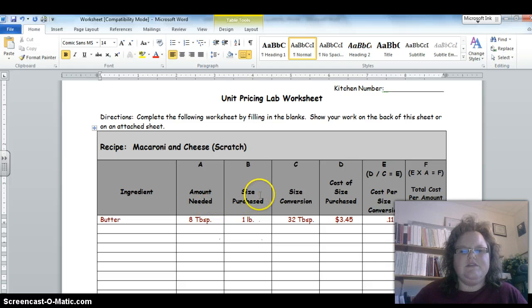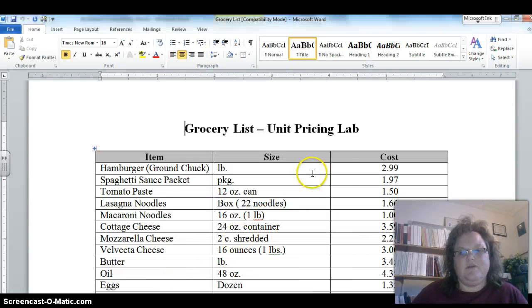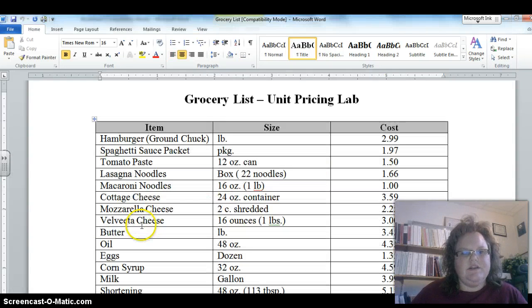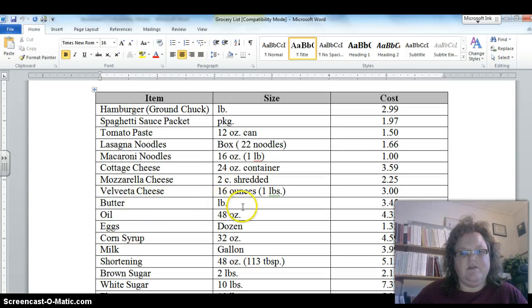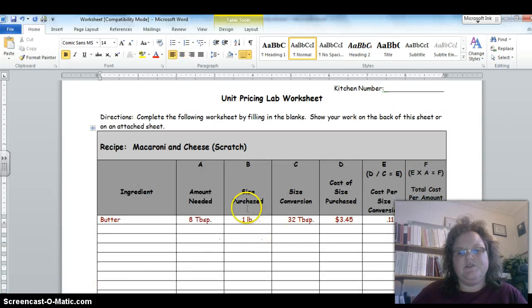Now, when we get over to the size purchased, the sheet we're going to need to look at is the grocery list. On this grocery list I'm going to find, for example, butter, which I've written down. The size that I purchased was 1 pound. I also find on here that I paid $3.45 for that pound of butter. Coming back to this worksheet, I would put down the size purchased as 1 pound, and then I'm going to go over to column D and write the $3.45 down for the cost of that size that I purchased. So this part has been pretty easy.